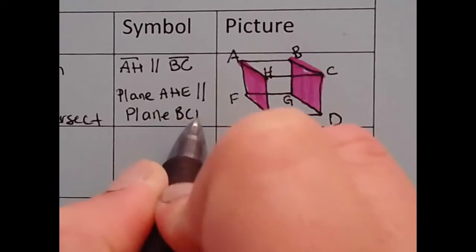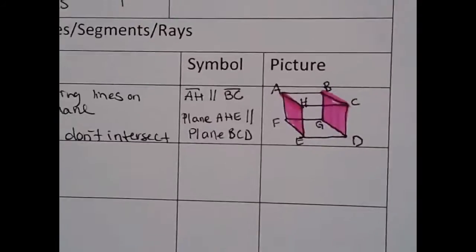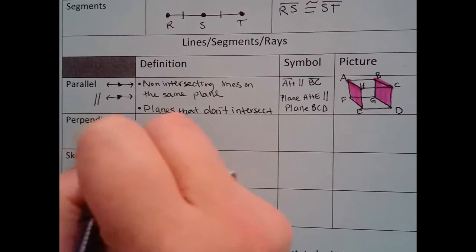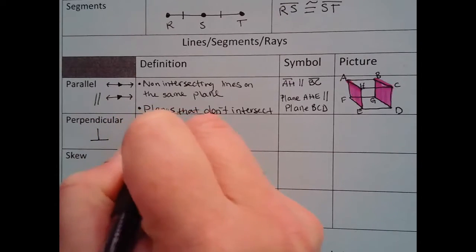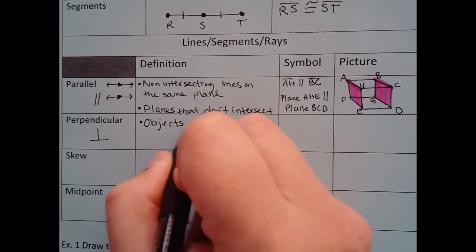Okay, the next one is perpendicular. So perpendicular are objects, so typically lines or segments, that intersect at 90 degrees.